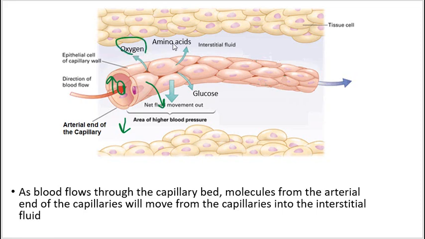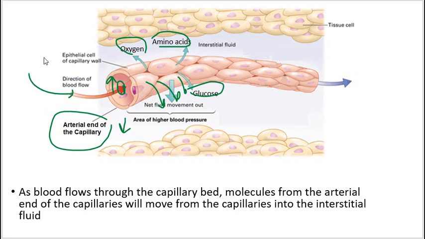So oxygen, amino acids, other nutrients such as glucose, some electrolytes, and so forth, and fluid, a lot of fluid, they all will be forced out of the capillary. This all happens at the arterial end of the capillary. So blood comes in, and right over here you have the artery. As soon as it enters the capillary, because that blood has higher pressure inside the capillary, everything is going to move out. So everything is coming out.